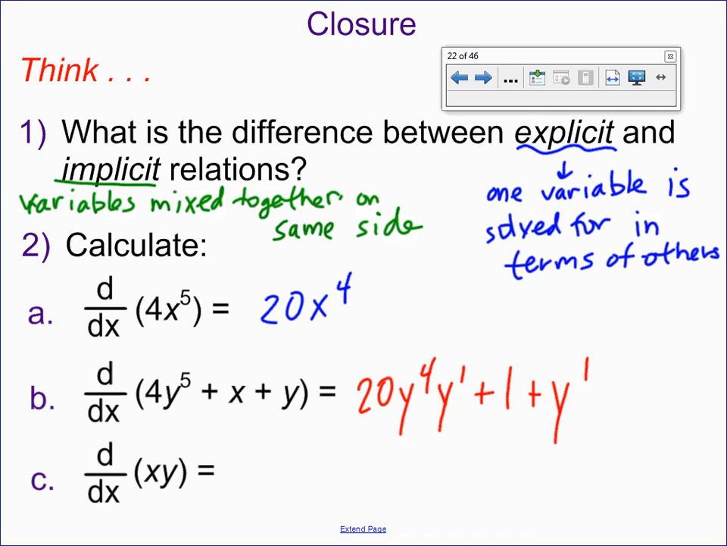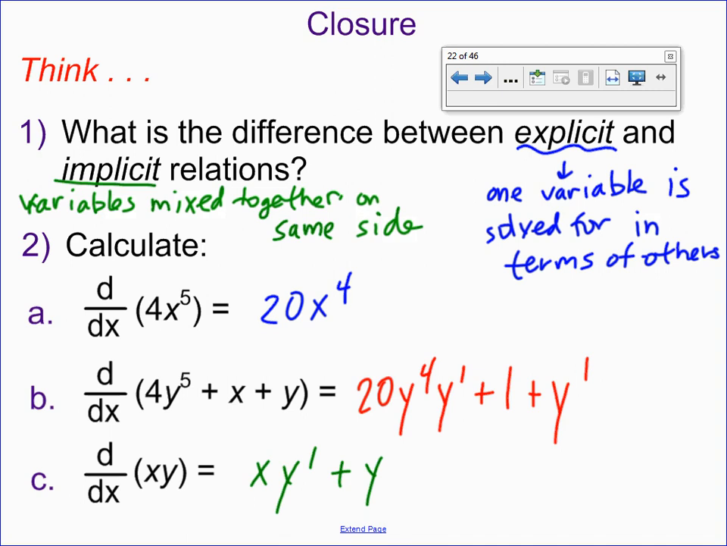And lastly, the derivative with respect to x of xy would be, Kobe? x times y prime plus y. Yes. And typically I do the first times the derivative of the second plus, but because it's addition, order doesn't matter, so y plus xy prime would also be correct.